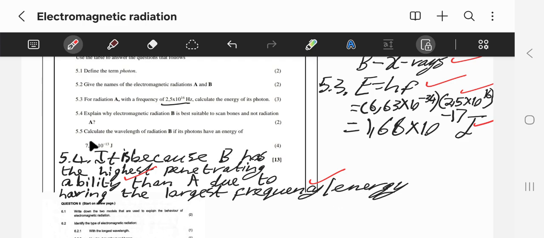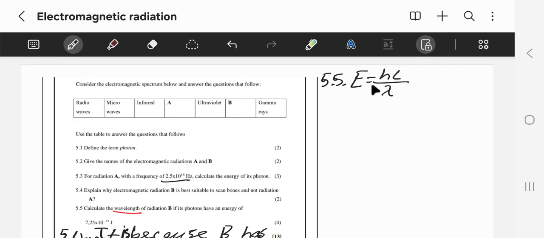Okay, and now we move on to the last question, which is 5.4, and it says we have to calculate the wavelength of radiation B if its photons have an energy of 7.25 times 10 to the power of negative 13 joules. And every time you see wavelength, you know which formula we are using, right? We are using E is equal to hc over lambda. Okay, so this is our formula, guys, and by now we know that h is a constant and so is c. What are we looking for? The wavelength, and we are given E, which is the energy, so we are going to substitute.